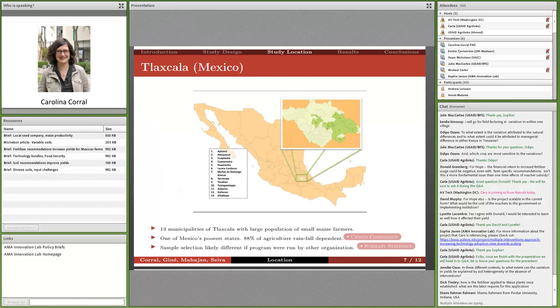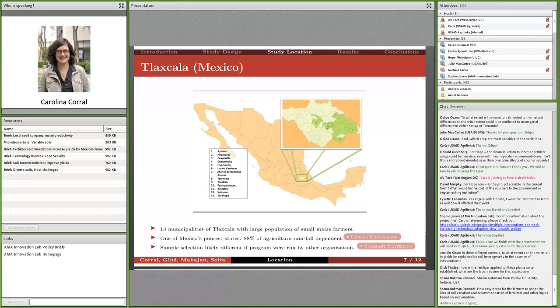So this is a map of Tlaxcala. Tlaxcala is a very small state, close to Mexico City. One of the very interesting things about the soils in Tlaxcala is that we have this big mountain called La Malinche, and all our localities that are planting maize are surrounded by it. You cannot see it on the map, but this is a small white area in between the green area. Depending on where your plot is located relative to the mountain, the soils are expected to change a lot, and the same is true for the height at which these plots are located.